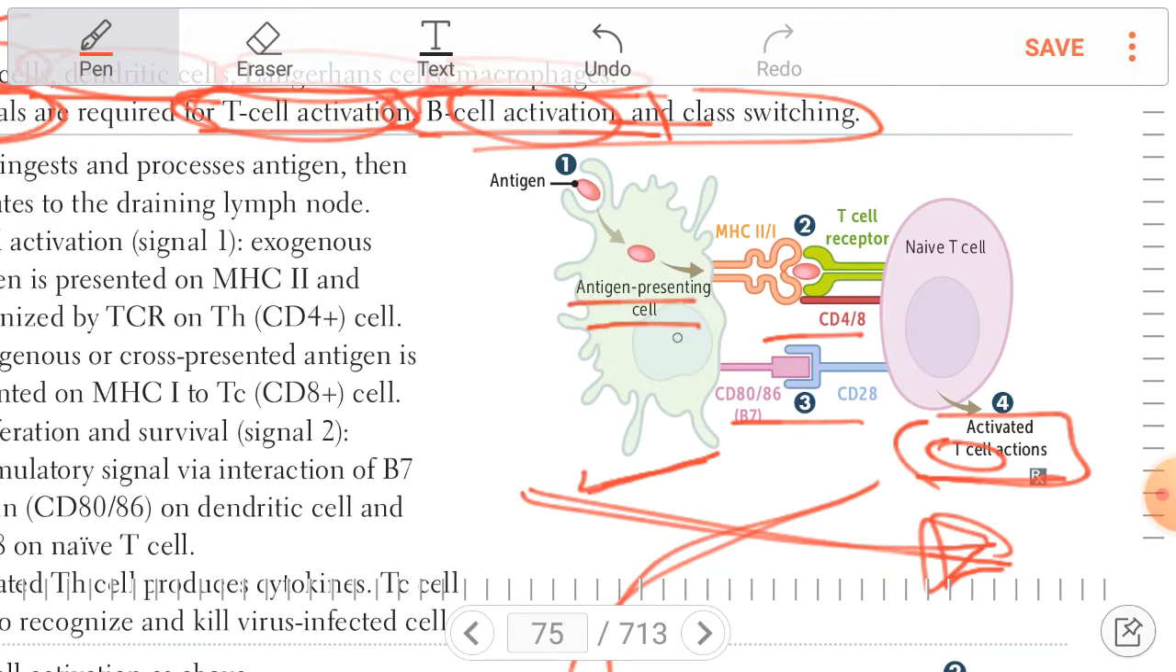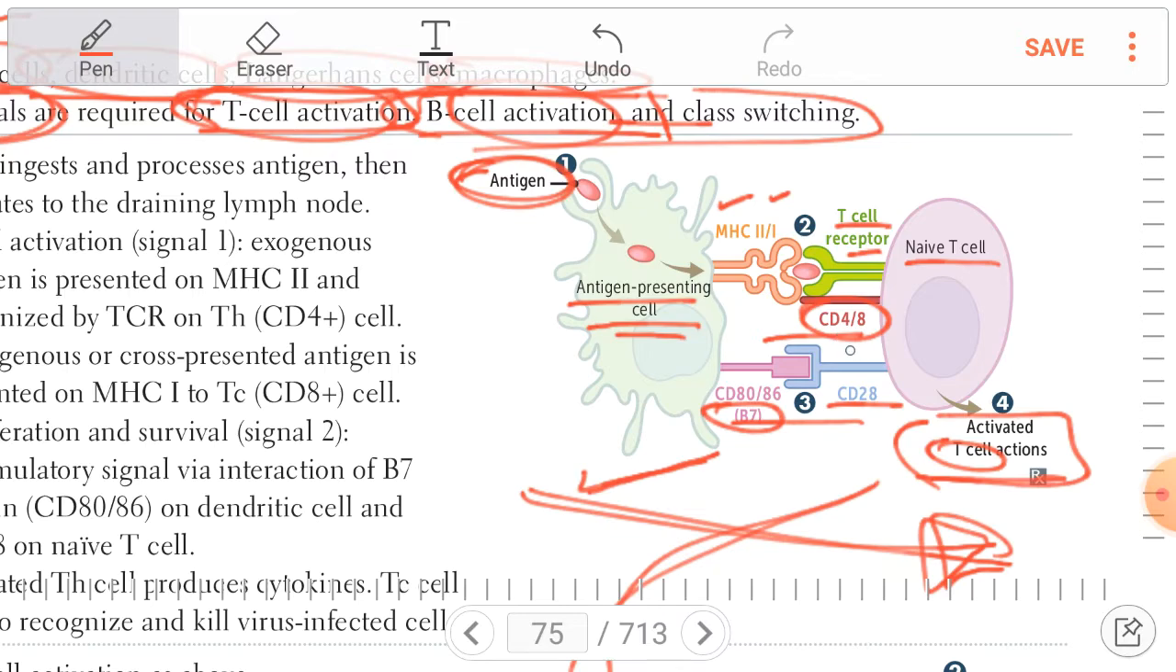Antigen presenting cells will take antigen and present it on MHC2 or 1, plus there is what? CD80, 86, which is called B7, plus naive T cells have T cell receptor plus CD4 or CD8 plus CD28.